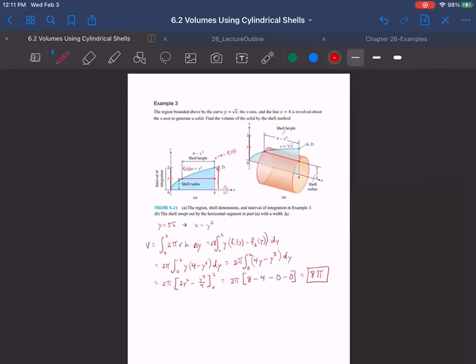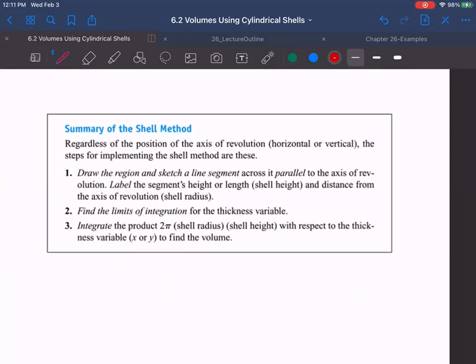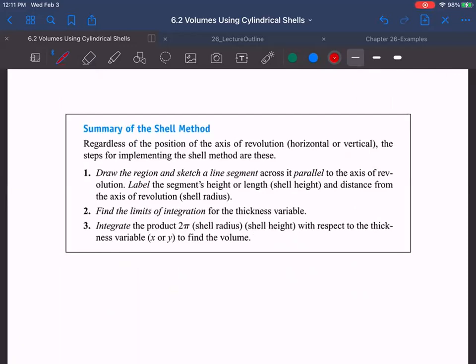Okay. So let's go over here to this next page. Summary of the shell method. I don't need to read all this to you, but you're essentially going to draw it, sketch it, figure out how you're rotating it, find all your limits, and then put it into our volume of a cylindrical shell, right? 2 pi RH times the thickness dy. And that's it. You just find the volume of a thin cylinder shell, like the walls of a Coke can, finding that real thin thickness.